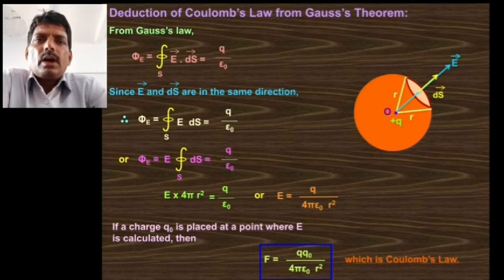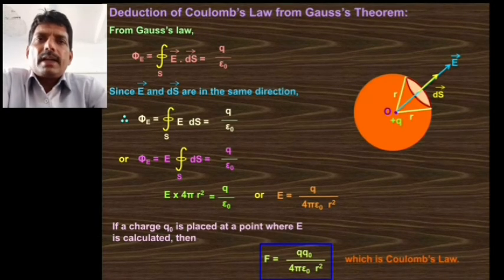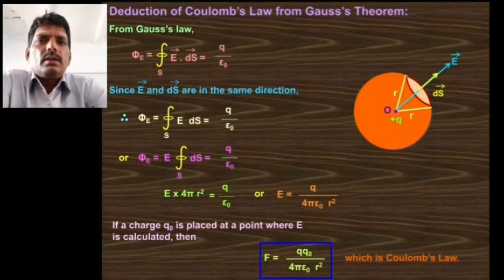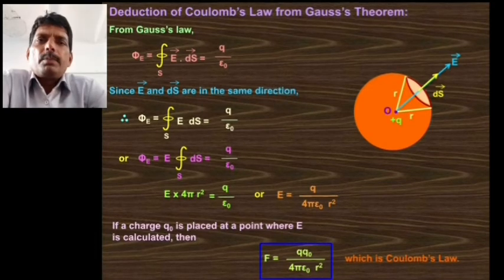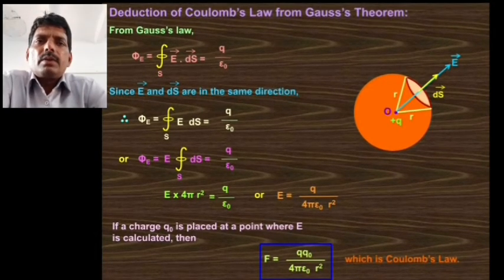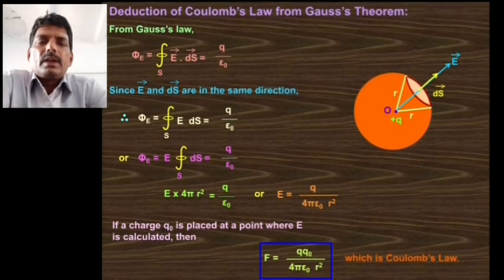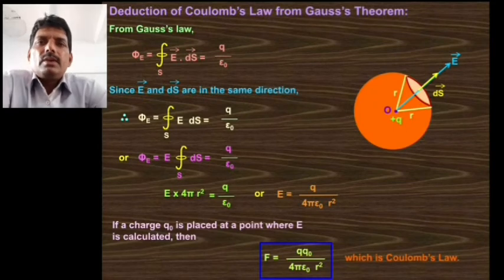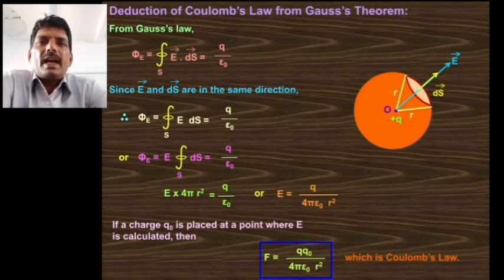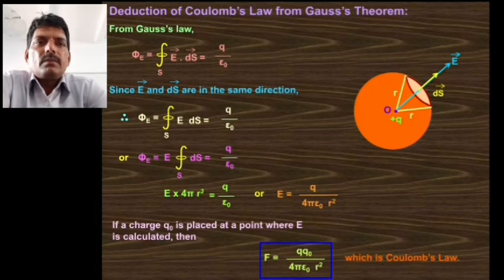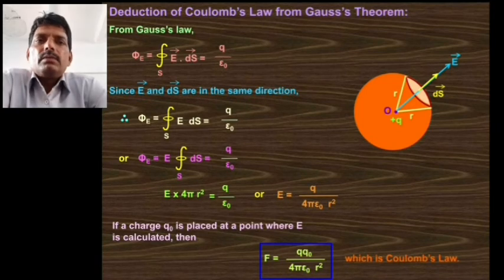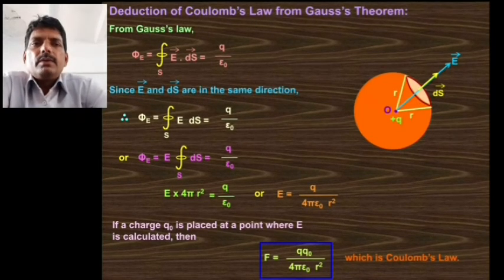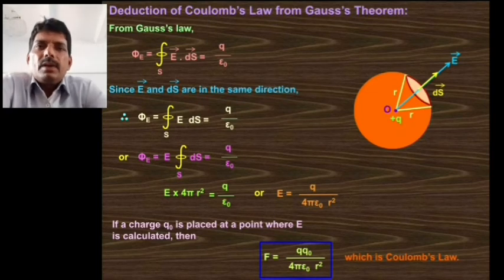So putting the value of the closed surface integral of ds, that means the total surface area of this sphere, we get 4 pi r square. So E into 4 pi r square is equal to q upon epsilon naught, or E is equal to q upon 4 pi epsilon naught r square. Now if the charge q0, your test charge, is placed at a point on the surface we have considered here, then the force is equal to 1 upon 4 pi epsilon naught q into q0 upon r square, which is nothing but your Coulomb's law.